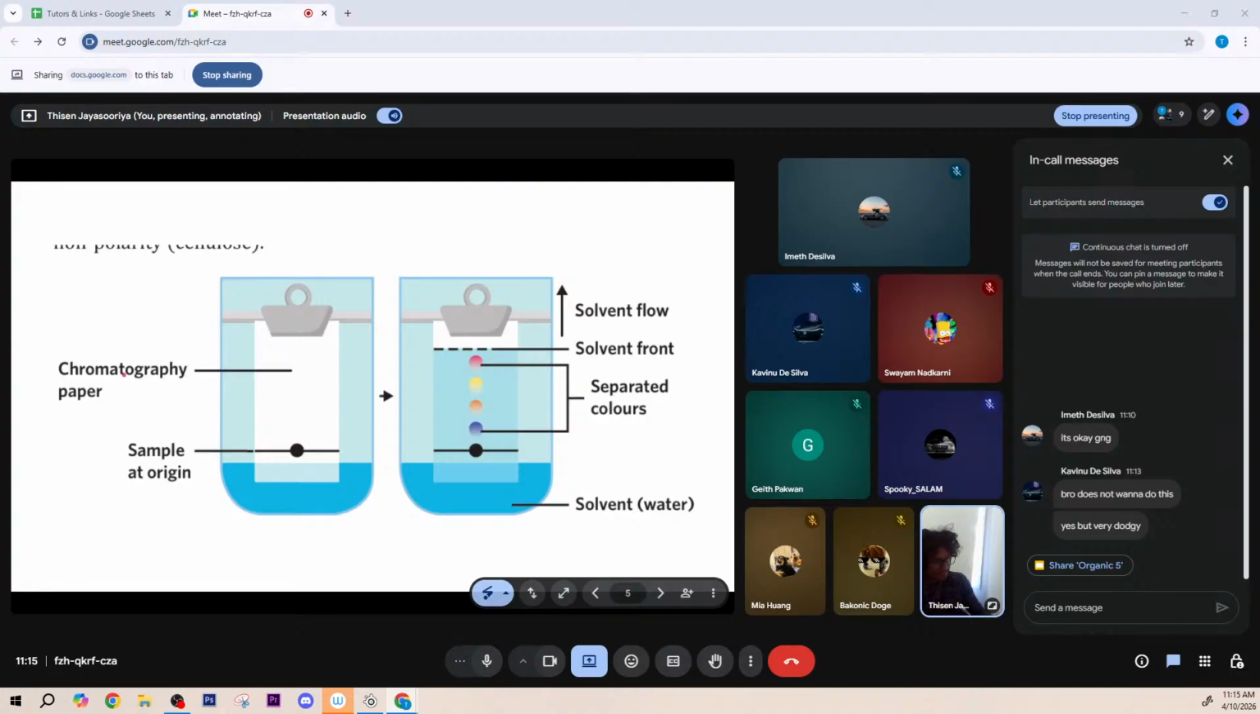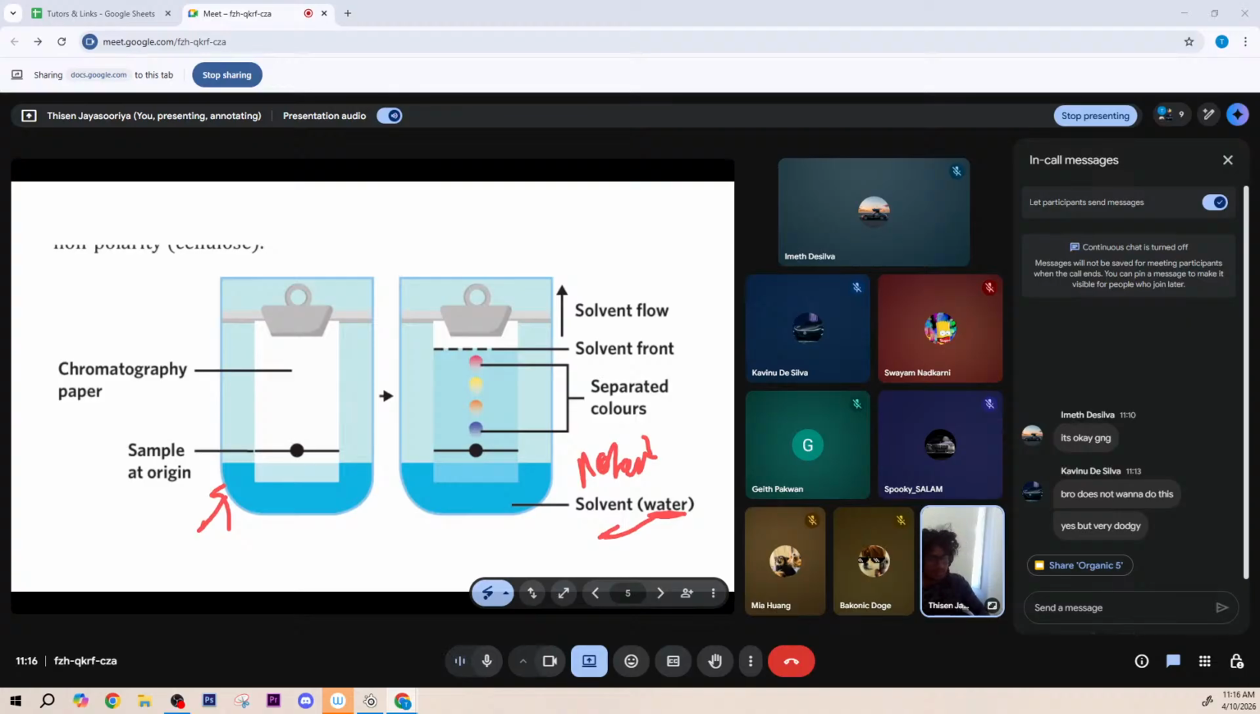So here's paper chromatography. Essentially, this is the beginning of the experiment. We have our sample at the origin, and here it spreads out into the multiple colors. And here is our solvent run. Remember that the solvent is water, and water is a polar solvent. Let's just remember that.